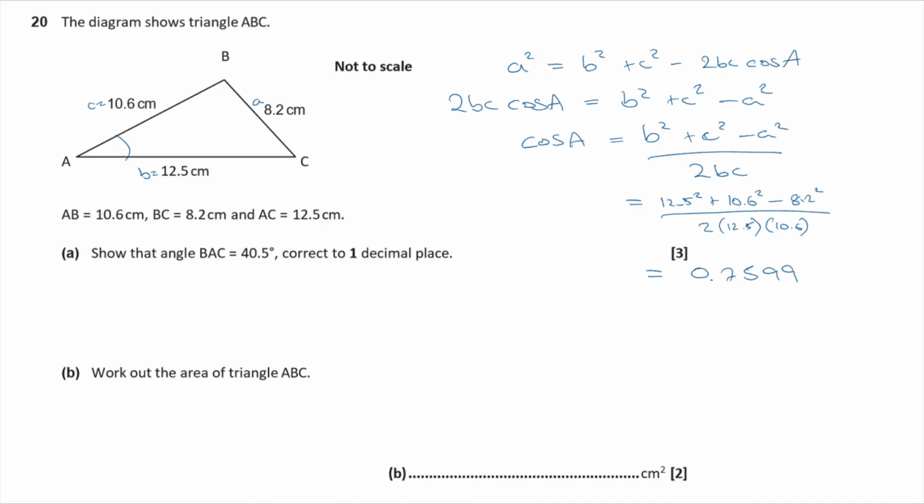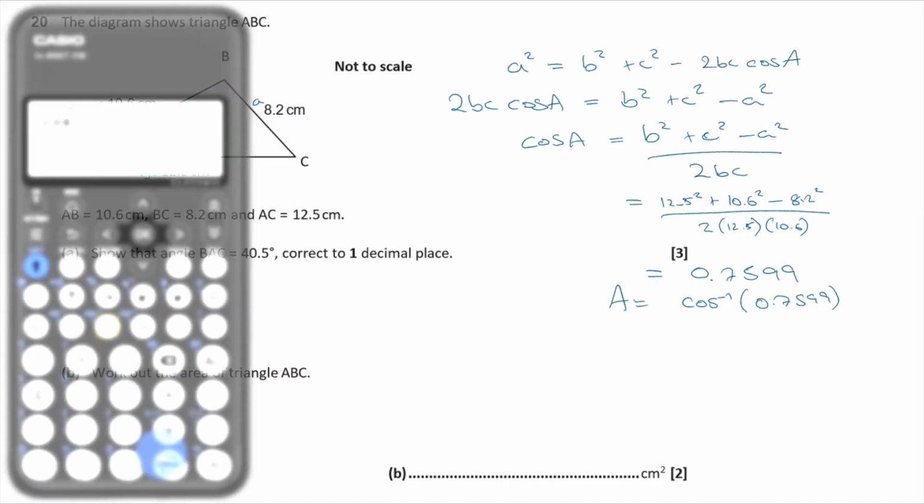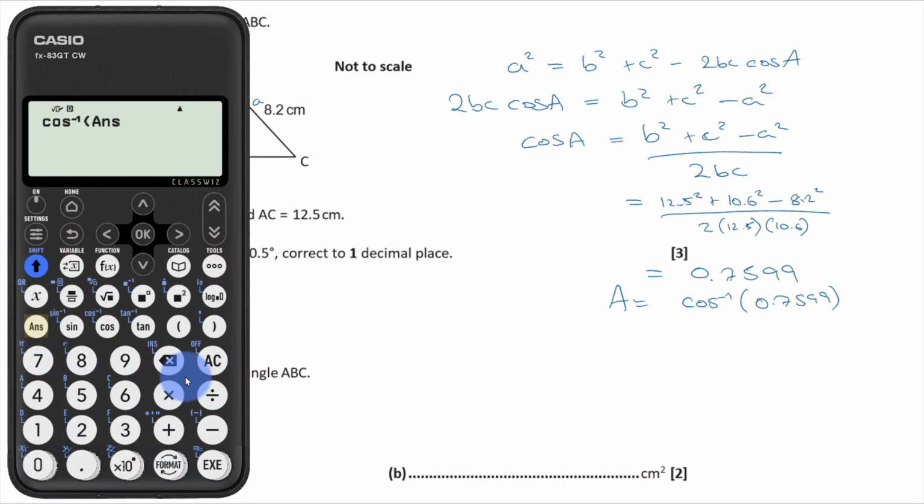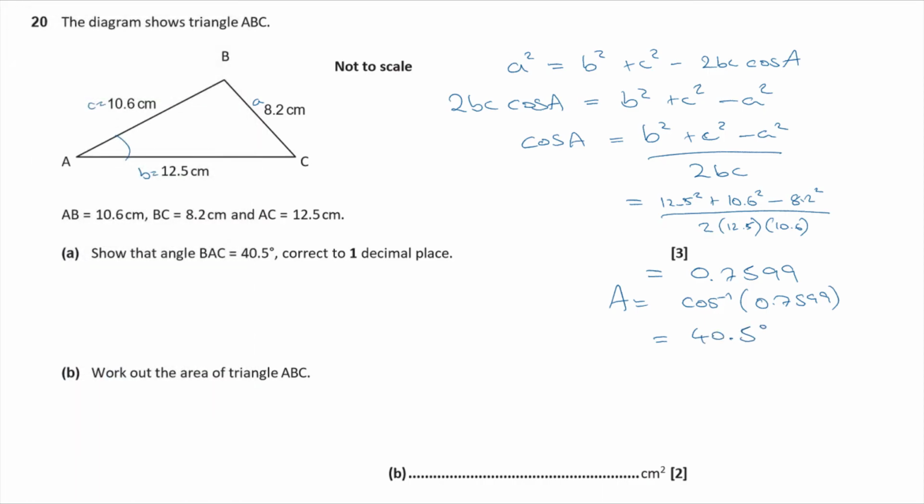Okay, but that's cos A, isn't it? We want A, so A then is going to be the inverse cosine of that number. Okay, so if I just press shift cos answer, I get an angle of 40.5 rounded off. So A is an angle of 40.5 degrees. Okay.